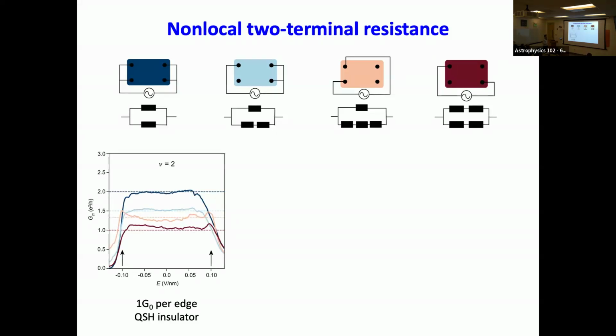This is the filling factor equal to 2 two-terminal conductance scanned versus electric field. For this circuit, you get e squared over h because you have two edges in parallel. For this circuit, you get an effective 1 e squared over h because you effectively measure one edge. And for these two, it's somewhere in between. The dashed lines are the expected values from the Landauer-Büttiker analysis. So the results agree reasonably well with this scaling of the resistance with changing configurations.